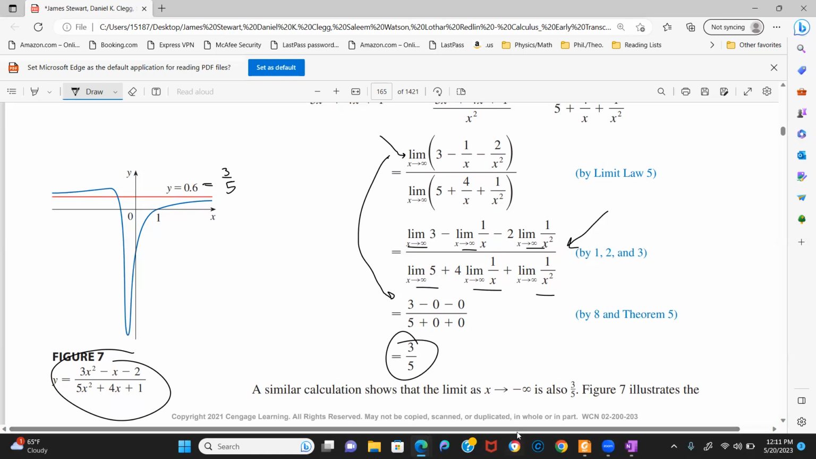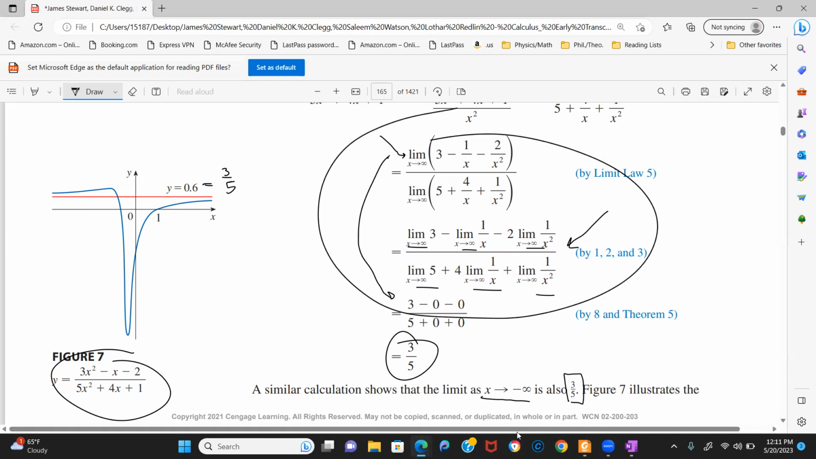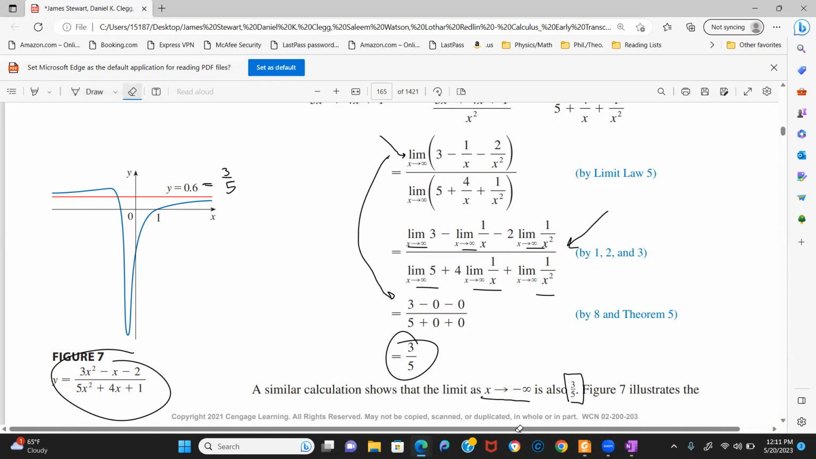In fact, as they note here, if you let x go to negative infinity, you're also going to get 3/5. You can do the same exact calculation, this whole same exact calculation right here, but instead of letting x go to positive infinity, like we are here, just let it go to negative infinity, and you get the same exact number.